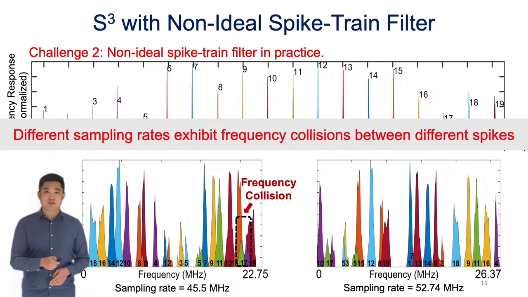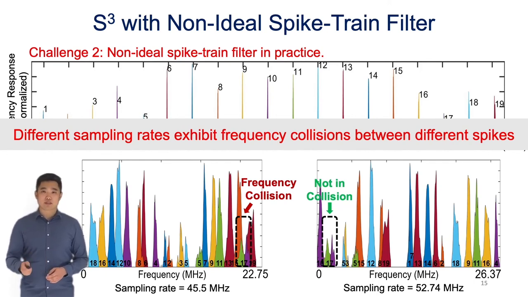And the two different sampling rates will exhibit frequency collisions between different spikes. We select the second sampling rate in a way that any two spikes that collide at the first sampling rate do not collide again. And we will only classify a spike as occupied if it's non-empty at both sampling rates.